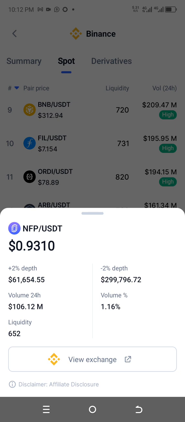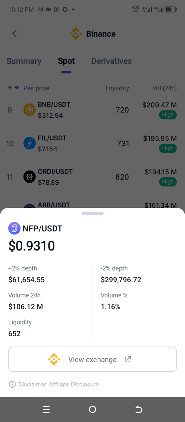Okay, these people will sell when it's 0.95, and these people will enter the market when it's 0.91. Now you see the difference, or 0.9. Now you see the difference.